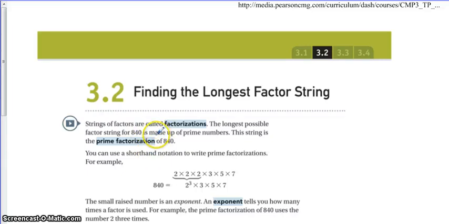Okay, today we are going to start talking about the longest factor string, which is really also called the prime factorization. So on page 46 in your text, it says strings of factors are called factorizations. The longest possible factor string for 840 is made up of prime numbers. This factor string is called the prime factorization. We call it a prime factorization because all of the numbers in it are prime. And we don't ever use the 1.